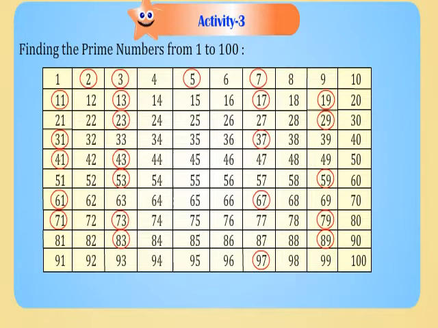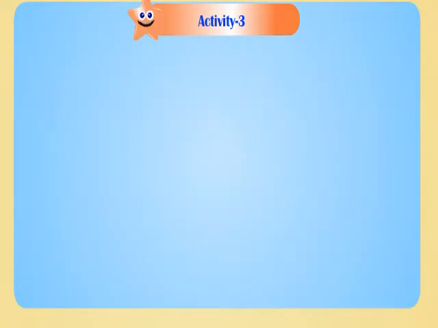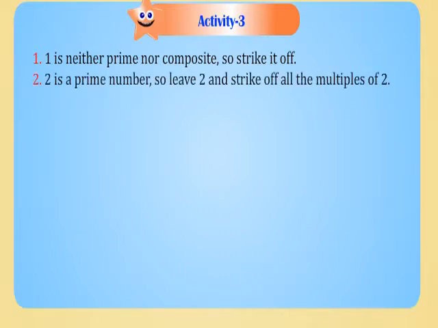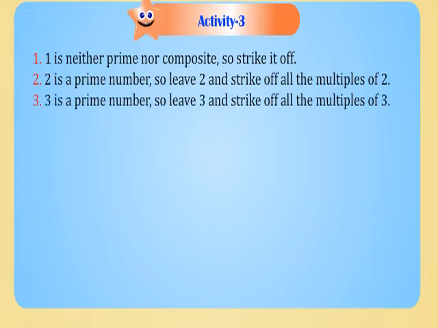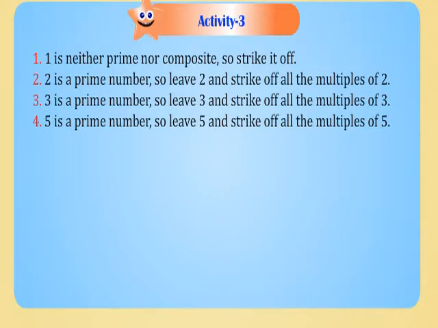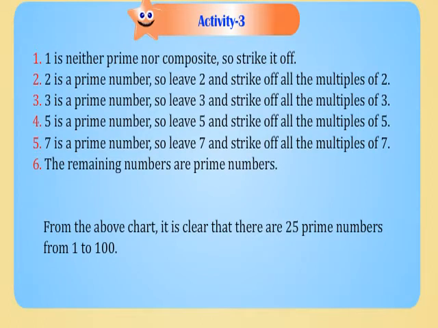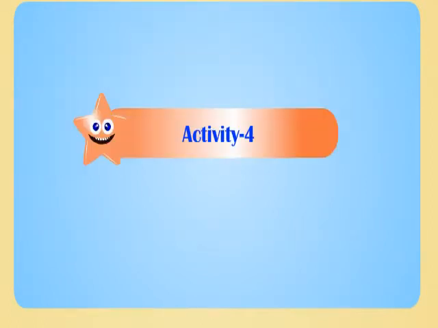Finding the prime numbers from 1 to 100. First, 1 is neither prime nor composite, so strike it off. Second, 2 is a prime number, so leave 2 and strike off all the multiples of 2. Third, 3 is a prime number, so leave 3 and strike off all the multiples of 3. Fourth, 5 is a prime number, so leave 5 and strike off all the multiples of 5. Fifth, 7 is a prime number, so leave 7 and strike off all the multiples of 7. Sixth, the remaining numbers are prime numbers. From the above chart, it is clear that there are 25 prime numbers from 1 to 100.